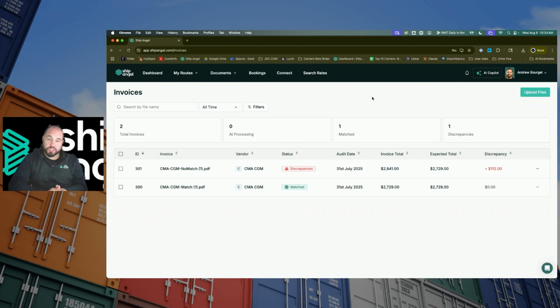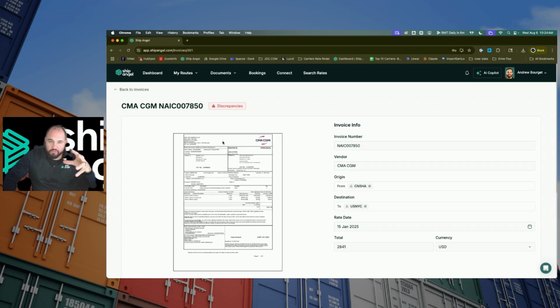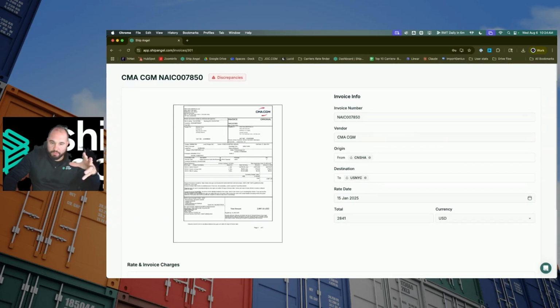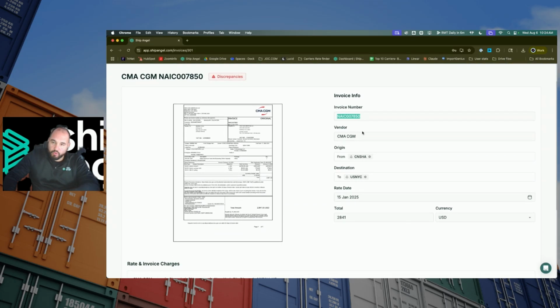When those come into our system, what we're going to do is initially do what's called parsing in the business. And what we're going to do is look at the invoice here. And this is a picture of an invoice or PDF version. And we're going to pull out the invoice number, the vendor, the origin, the destination.